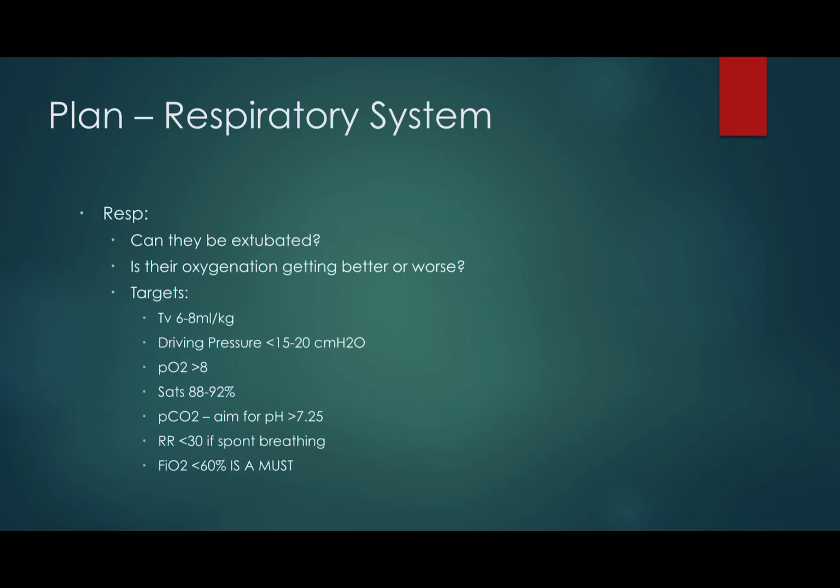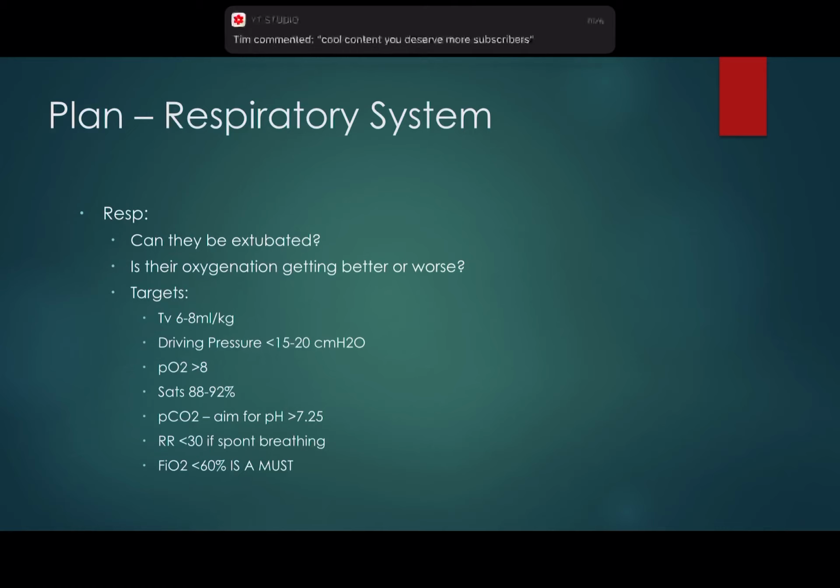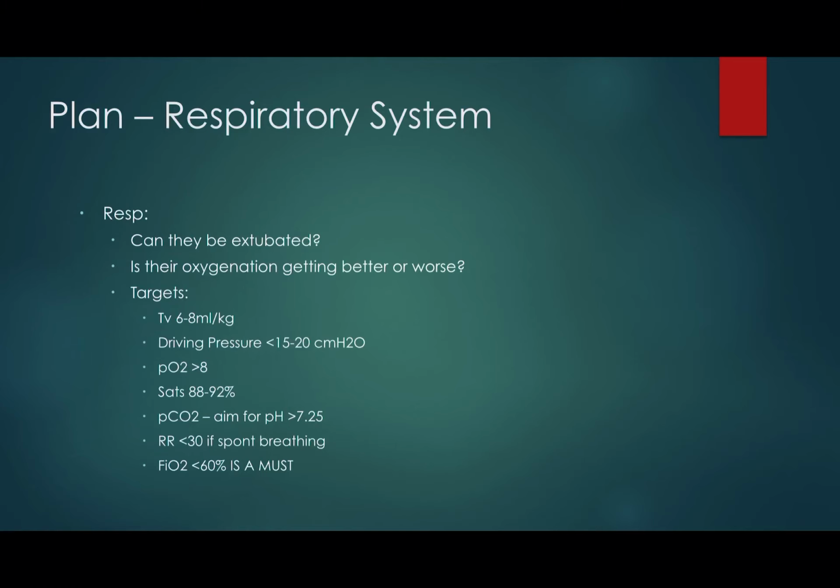Aiming for a CO2 that gives a relatively normal pH, and if the patient is spontaneously breathing, making sure that it's sustainable, that they're not breathing at very high rates and therefore likely to tire themselves out. We want to always try and aim for a FiO2 of less than 60%. The reason for this is we want to try and prevent the oxidative stress on the lungs, which we know happens at high FiO2s. 60% is a relatively arbitrary number. We want it as low as possible, essentially.